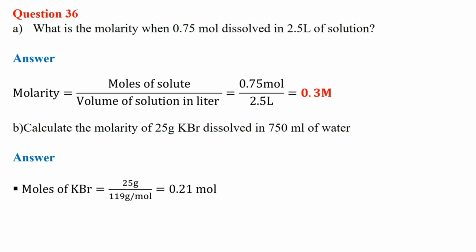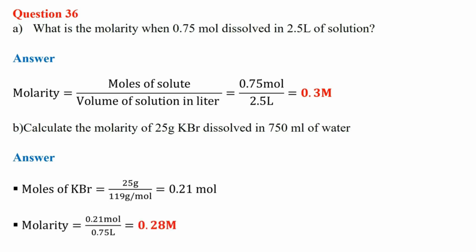We have 25 grams of potassium bromide. We immediately change the mass to moles by dividing with the molar mass. The molar mass of potassium bromide is 119 grams per mole. Taking 25 grams divided by 119 grams per mole, we obtain 0.21 moles as the moles of potassium bromide.